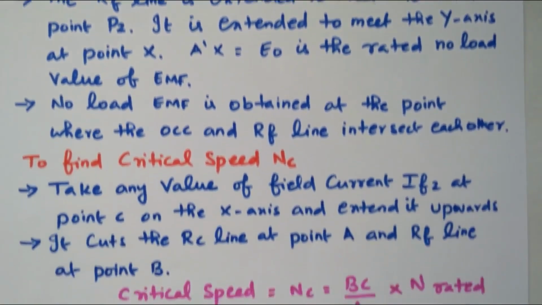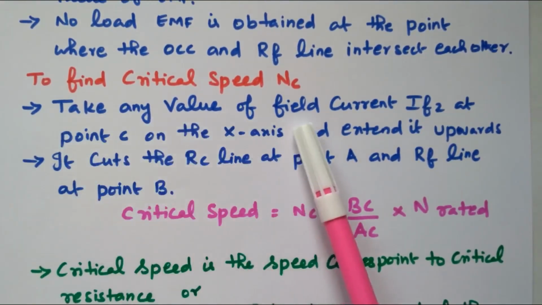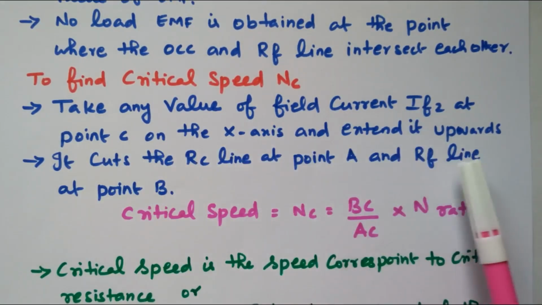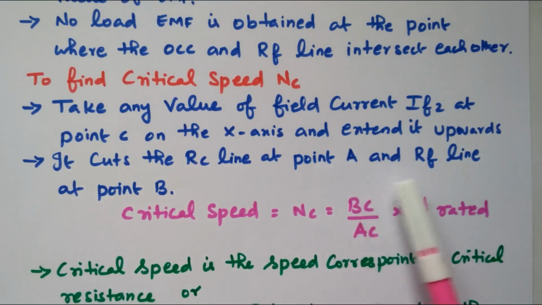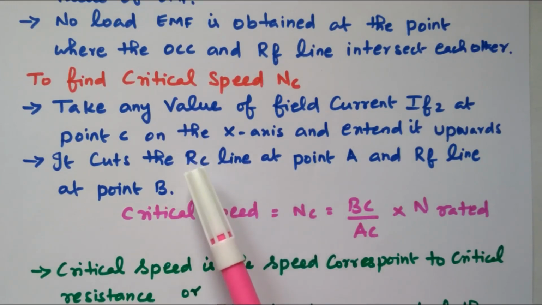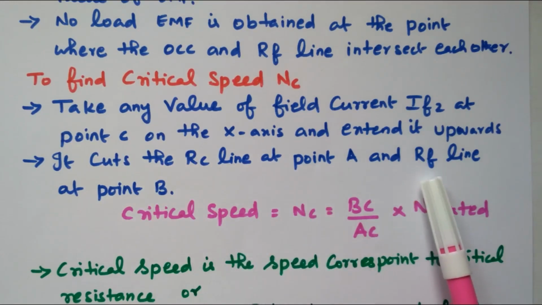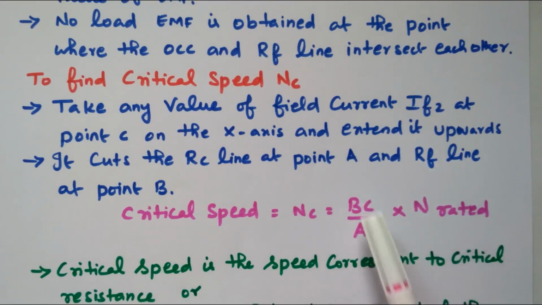Now we'll see the critical speed, which we discussed in the graph. Take any value of field current IF2 at point C on the x-axis and extend it upwards. It cuts the RC line at point A and the RF line at point B, right? So BC by AC into rated speed will give the critical speed, right?